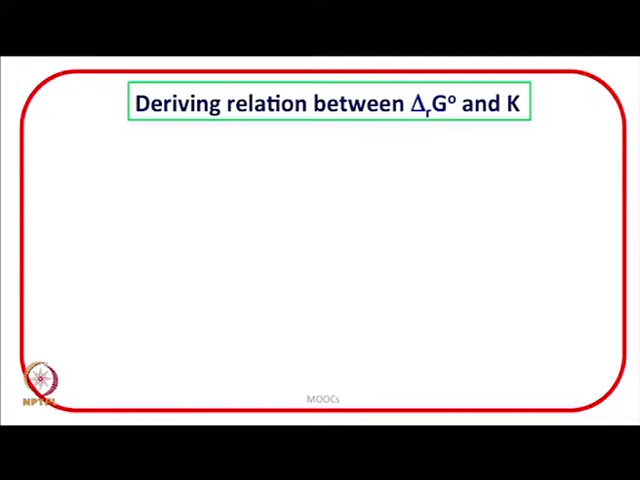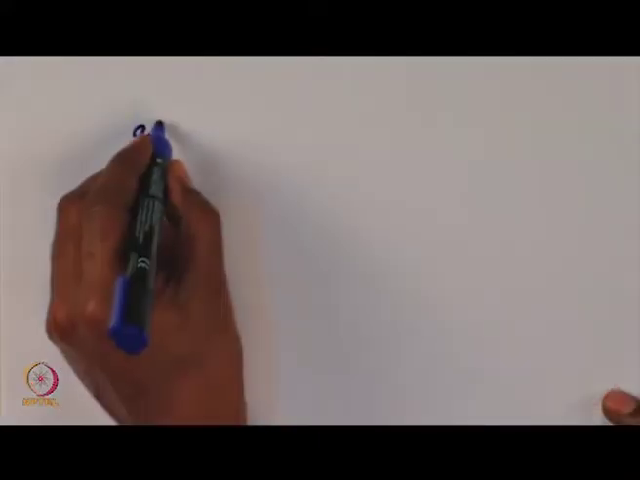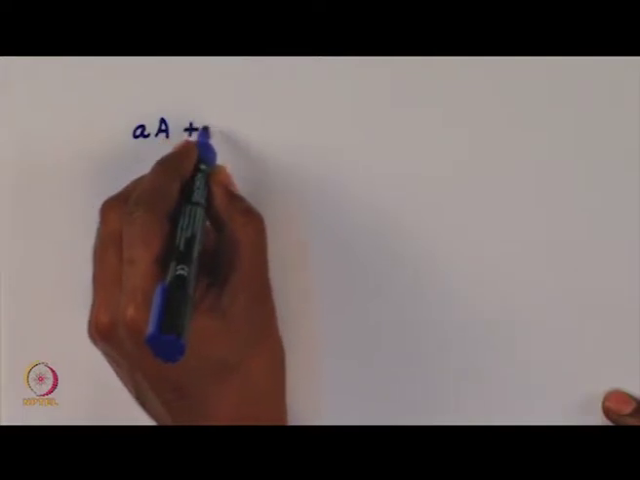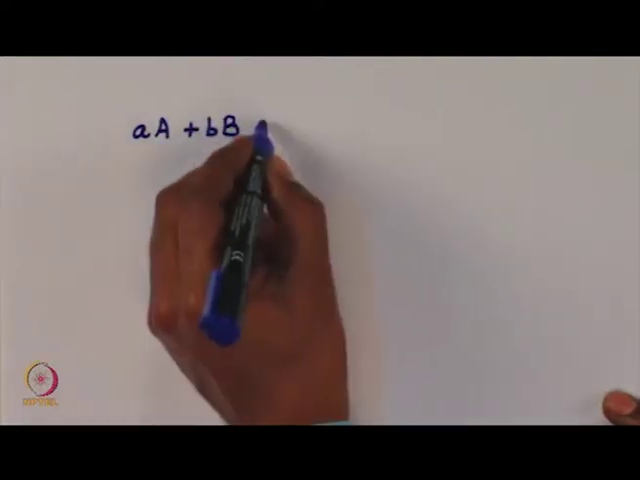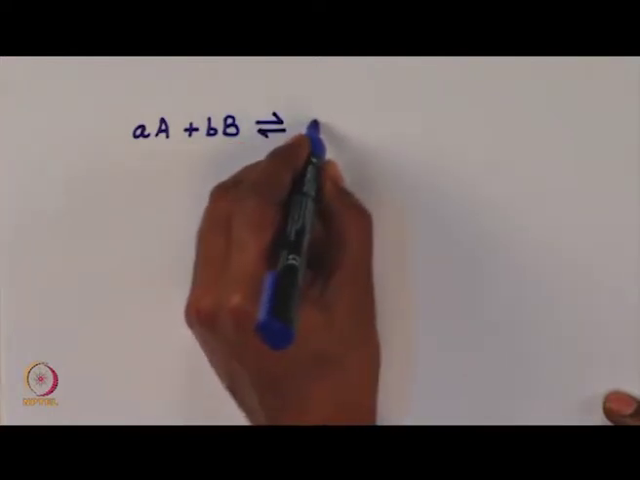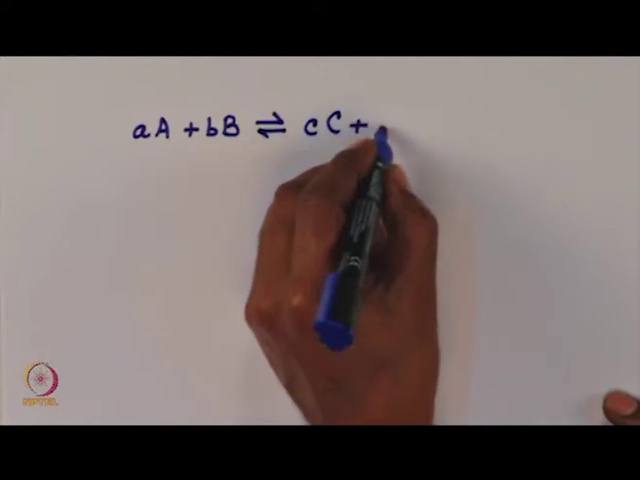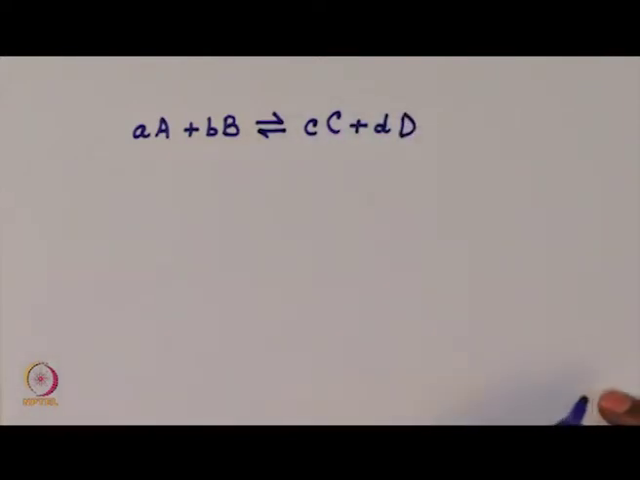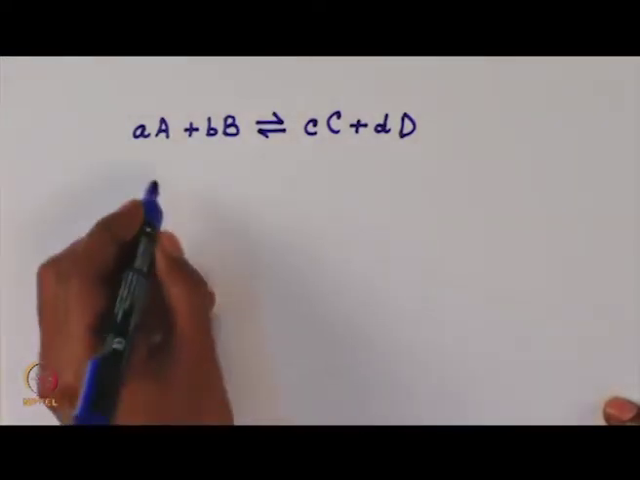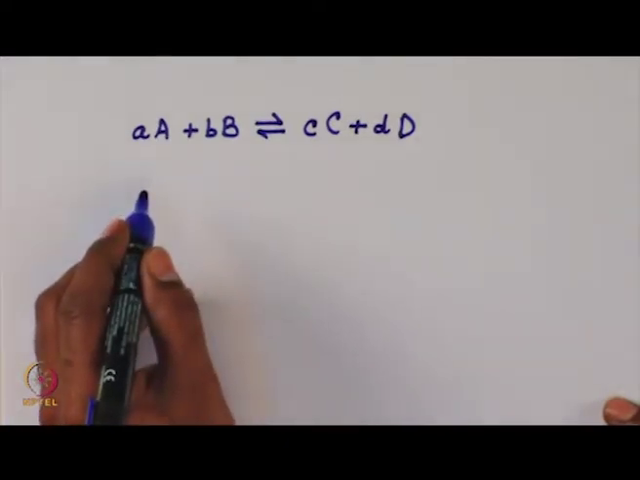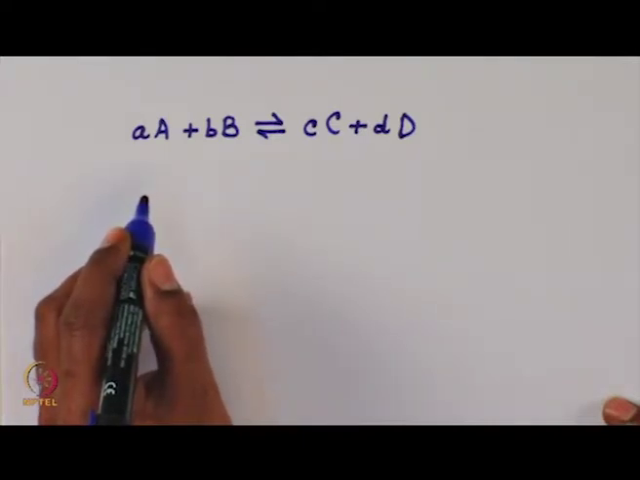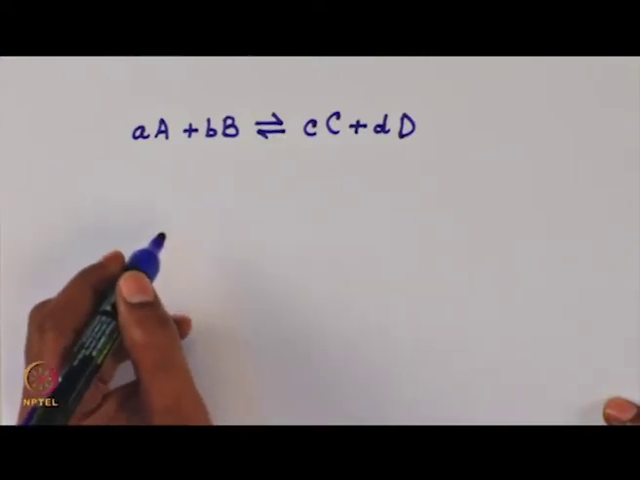Let us start by taking an example of a general reaction of the type: a moles of A are reacting with b moles of B, and this forms c moles of C plus d moles of D. And as we discussed earlier, in order to derive a relationship between standard reaction Gibbs energy and equilibrium constant, there are 2-3 steps.